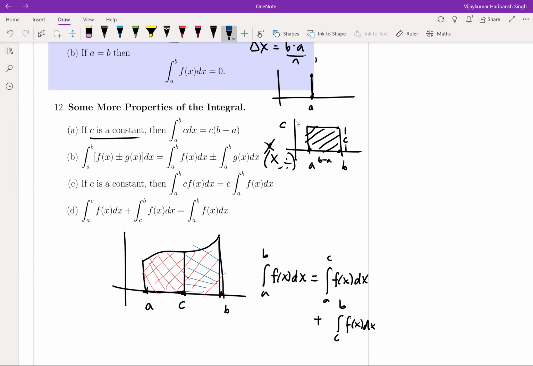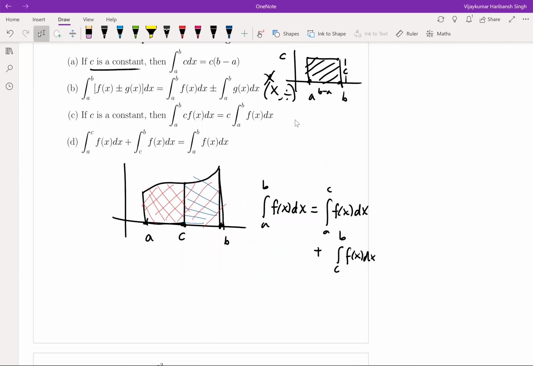Not only that, this is also true if c is not between a and b, if we don't have a less than c less than b. So c need not be between a and b, and it is still going to be true.